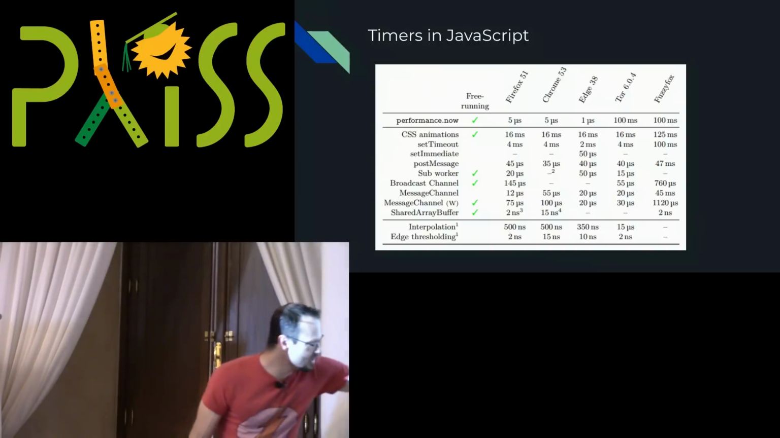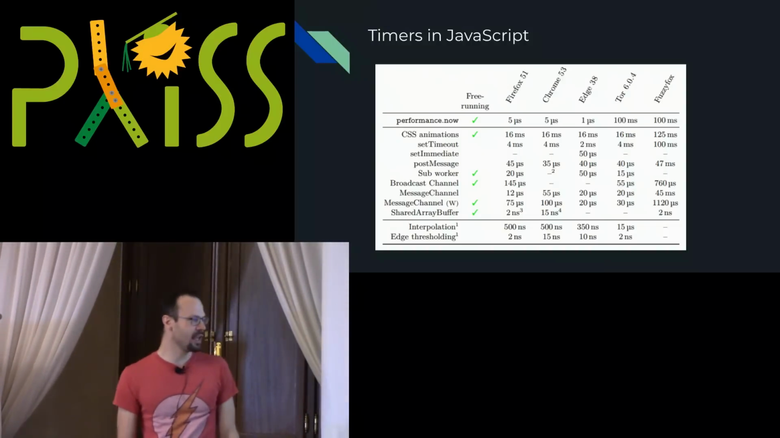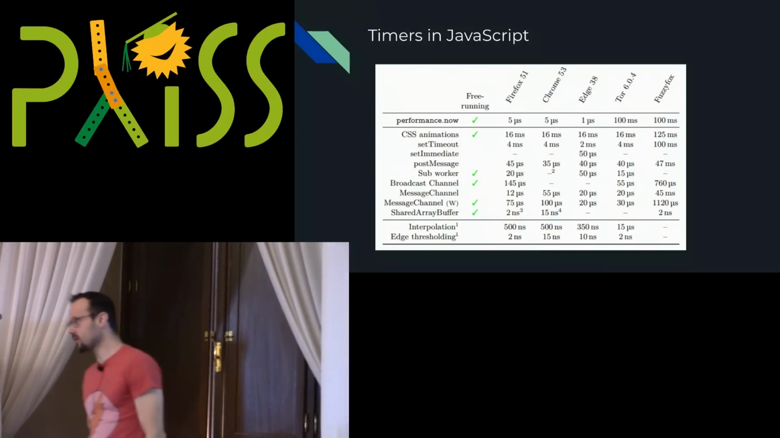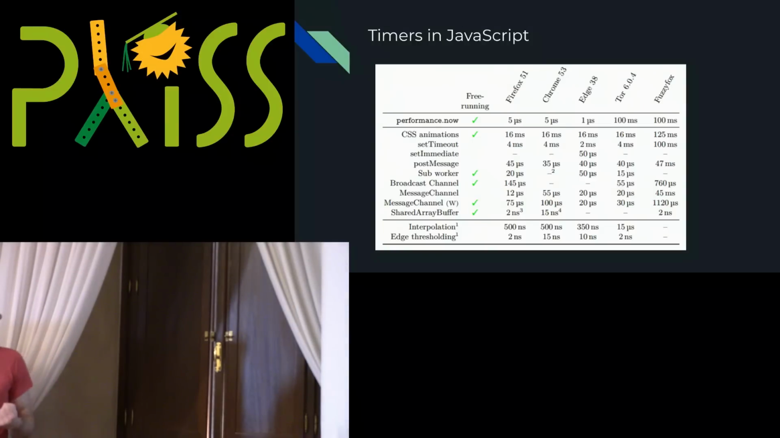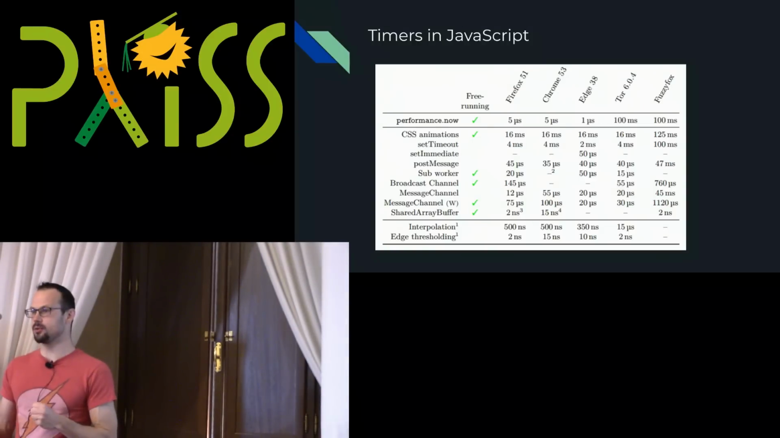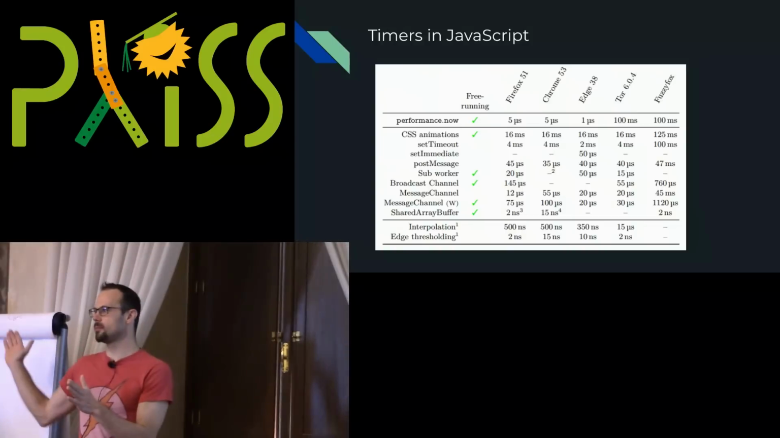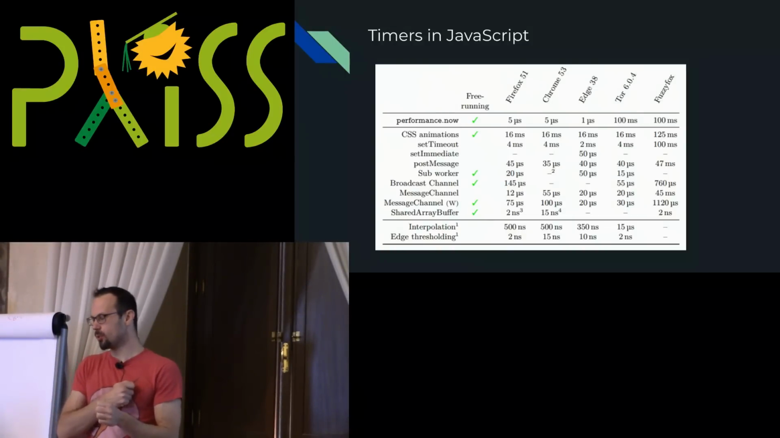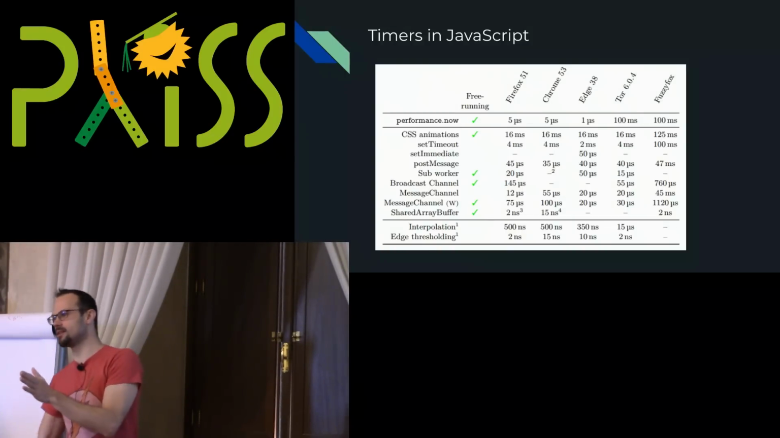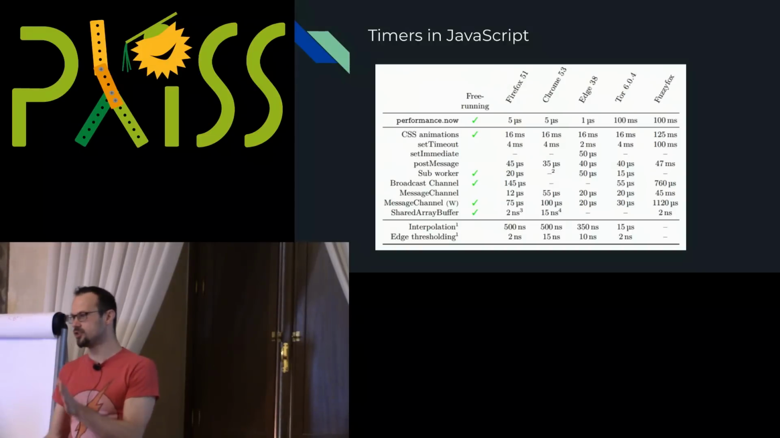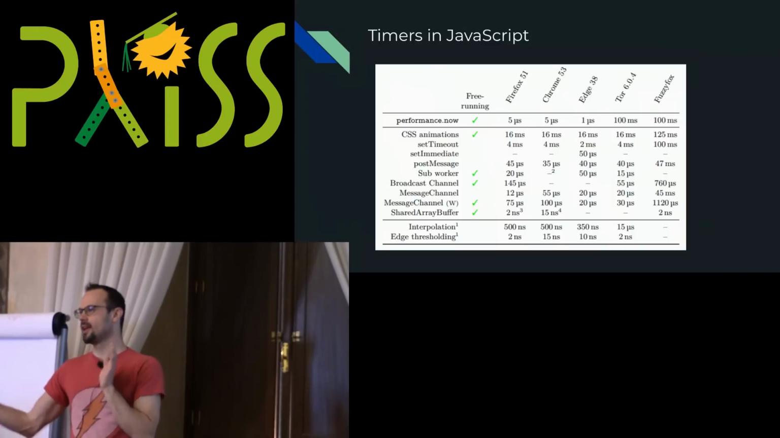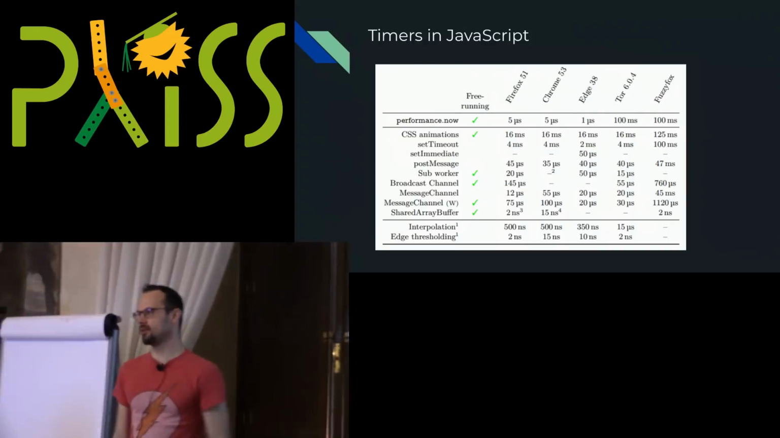Down here, these techniques are called interpolation and edge thresholding. If your timer is based off a higher resolution timer by just lopping off some low order bits, you can create a higher resolution timer by just running a loop and waiting until you see the clock edge change, the value of the clock. Then you can use your loop to count how many iterations it takes between those two clock edges, and then you can interpolate the resolution.